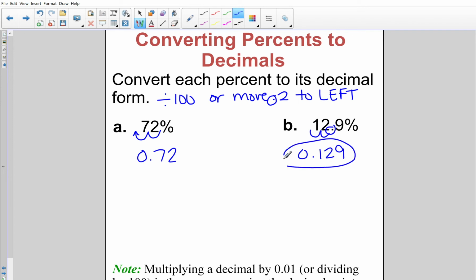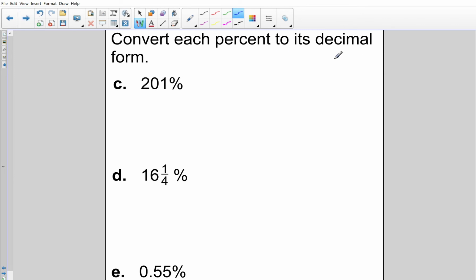I have 0.129 as my decimal. And again, no percents. Okay, so we're going to convert these to decimal form. In this one, I'd move it over twice or divide by 100, and I have 2.01. This one's tricky because I have a fraction. If I put 16 1/4 into my calculator and use that toggle key, I'm going to get this turned into a decimal, the 1/4, or I could simply do 1 divided by 4 in my calculator or by hand, and 1 divided by 4 is going to give me a total of 0.25.